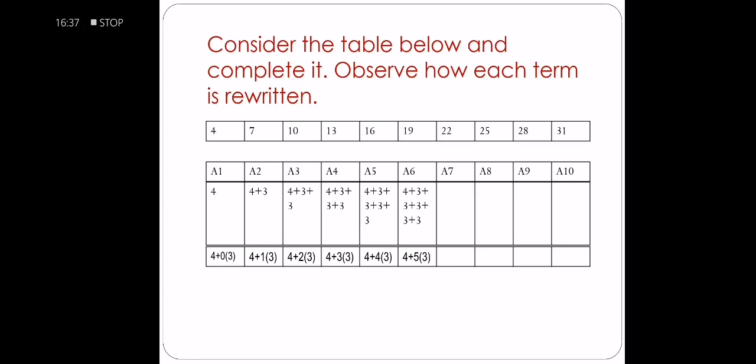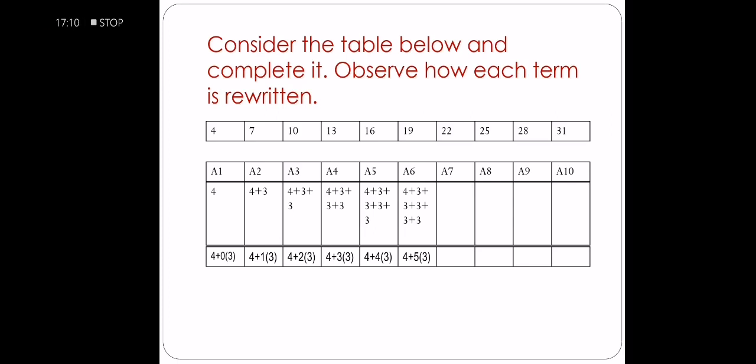To get a sub 2, it is simply 4 plus 3. So, we add 3 to get 7. To get a sub 3, it is simply 4 plus 3 plus 3, and that is 10. For a sub 4, 4 plus 3 plus 3 plus 3, and that is 13. For a sub 5, 4 plus 3 plus 3 plus 3 plus 3, and that is 16. For a sub 6, it is simply 4 plus 3 plus 3 plus 3 plus 3 plus 3, and that is 19. And so on and so forth.